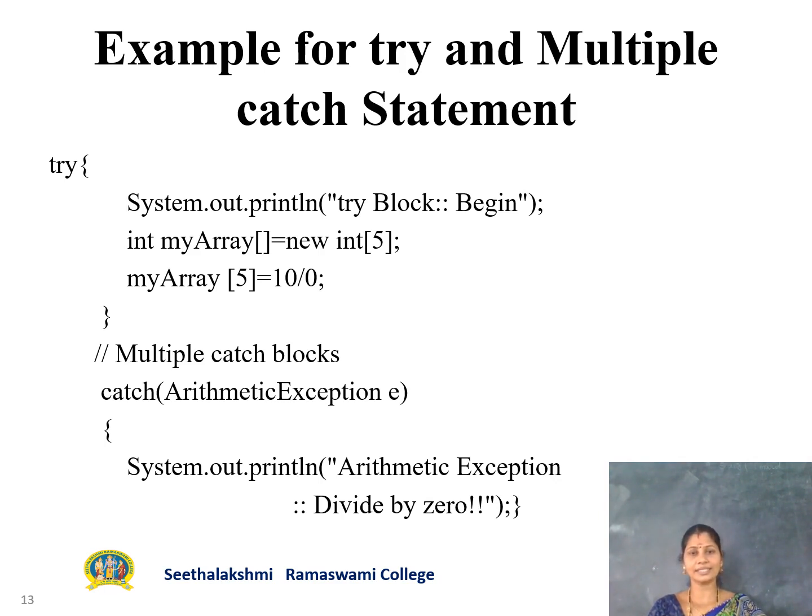Example for try and multiple catch statements: print try block begin. The next statement declares an array, int myArray equal to new int of 5. Next is the calculation part, that is myArray of 5 equal to 10 divided by 0. Close your try statement.